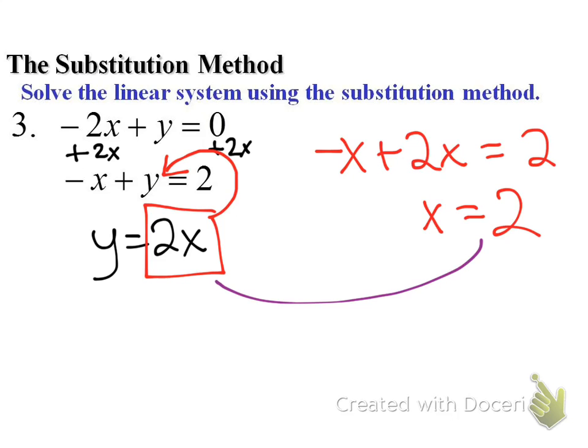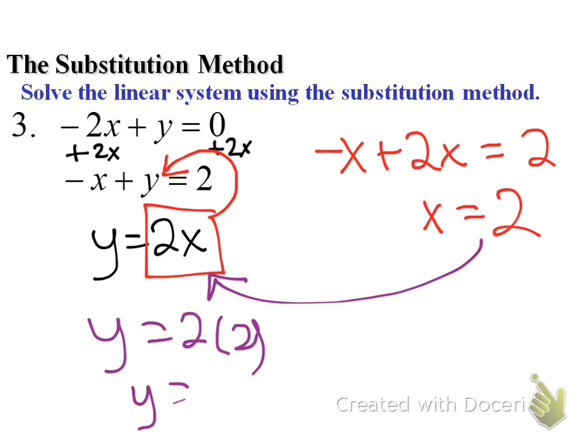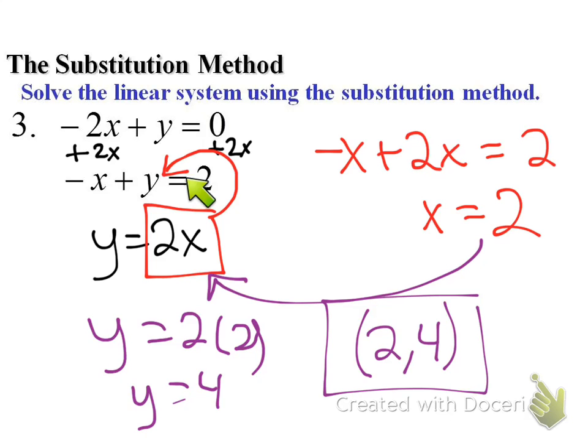Plug it back in right here. So y equals 2 times 2, 4. Pretty simple one. Of course, we can plug it in to check. This would give me negative 4 plus 4 is 0. That's true. This would give me negative 2 plus 4 is 2. That's also true. Any questions?